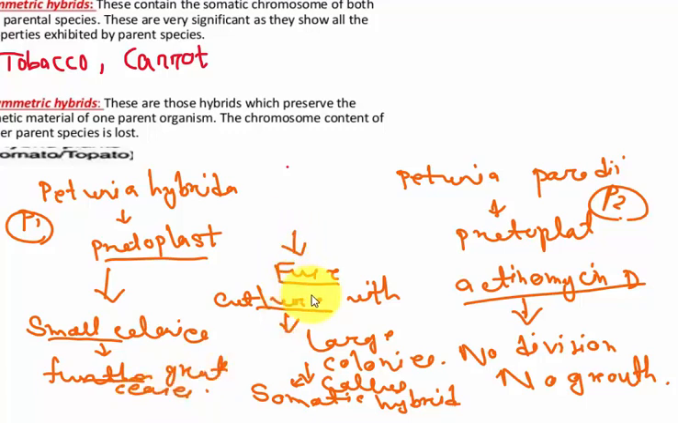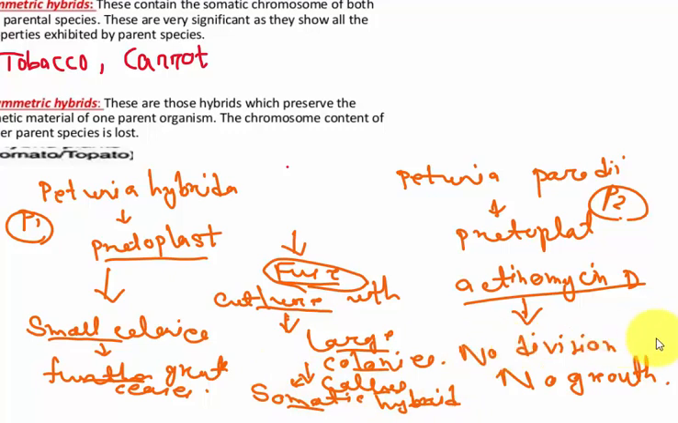But when the hybridization takes place and the culture is with actinomycin D, then there will be the formation of large colonies, and in the culture the callus will form, and that gives rise to the somatic hybrid.